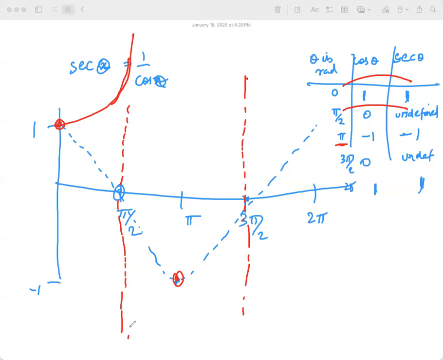So I'll have to bring it again from here. And then at 3 pi by 2, it goes to undefined. Do you see? 3 pi by 2 goes to undefined. Then at 2 pi, it's again at a 1. So since it went to undefined, I have to bring it up from here, then go here. Am I with you all? Yeah, I understand.